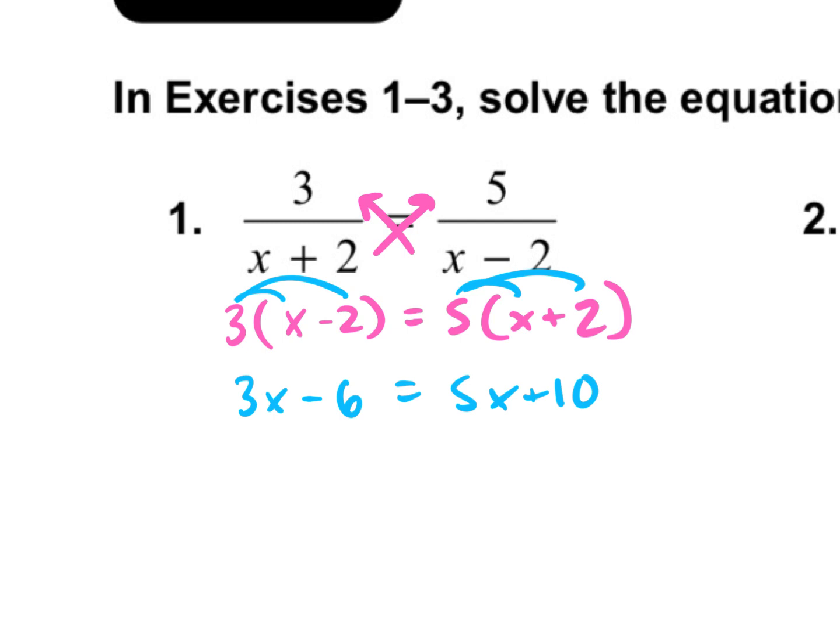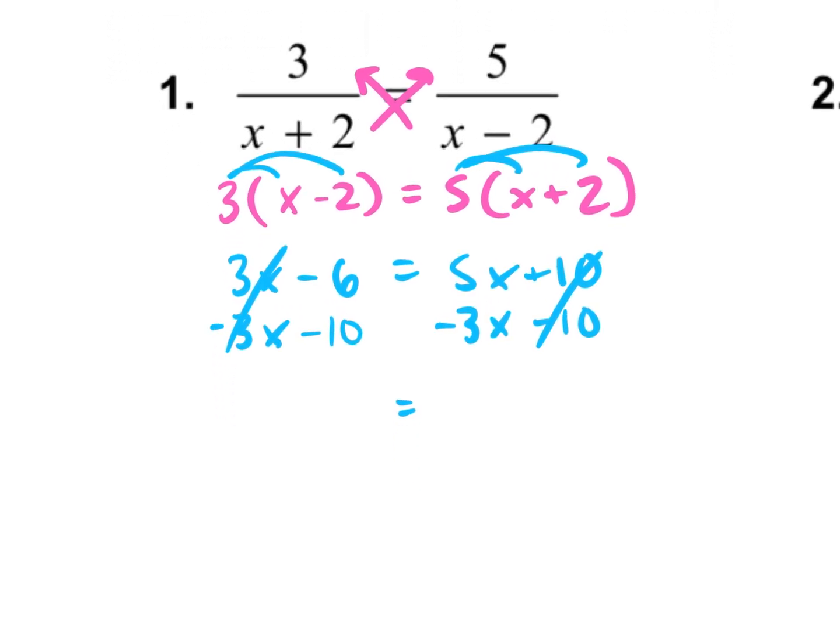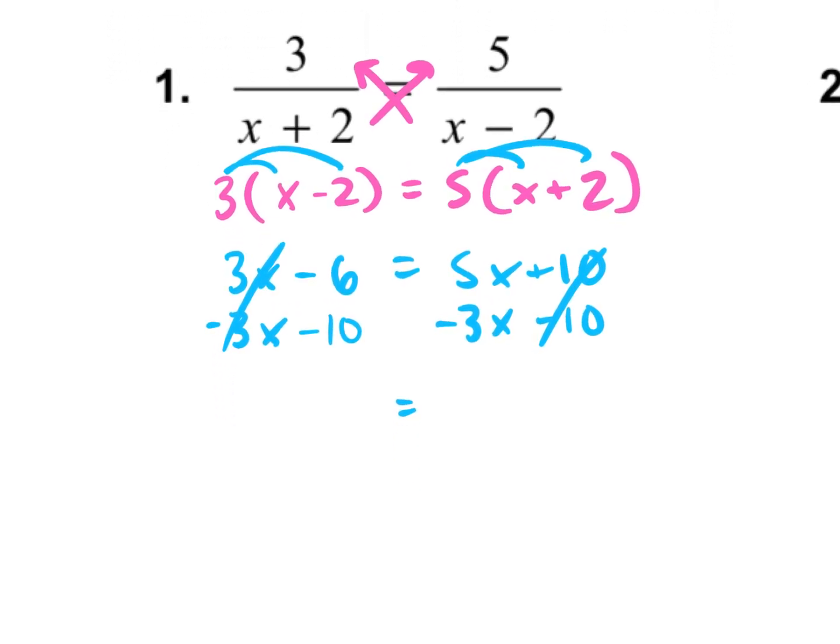What do I do next? Combine like terms. So I'm going to move the x's to one side and move the constants to the other. So I subtracted 3x to move it to the right. So I'm going to move the 10 to the other side. Terms with an x go to one side, terms without an x go to the other. So I have negative 16 is equal to 2x.